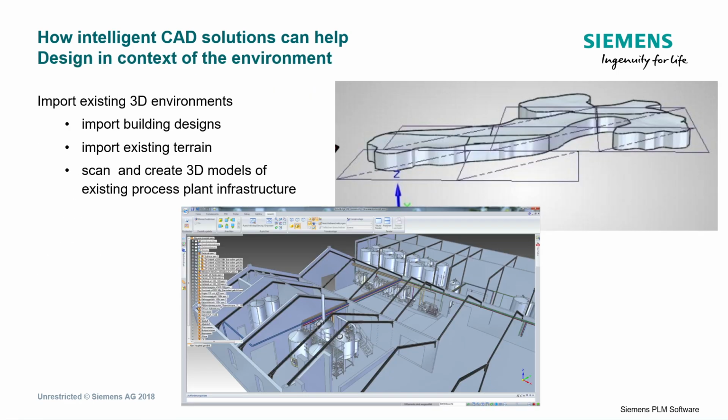What I really like as well is this is an example out of Solid Edge, and we can see here that in the design context for the environment, we can import 3D models of the environment, like the buildings, your terrain, and you can scan them in, and then you can actually see how your process plant design fits with this infrastructure.